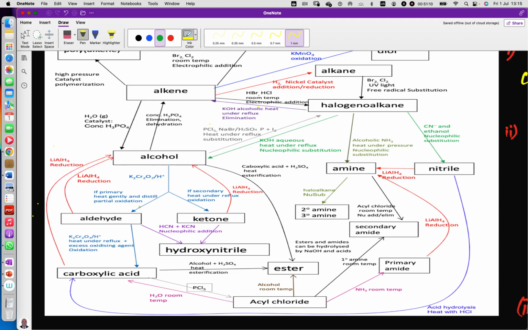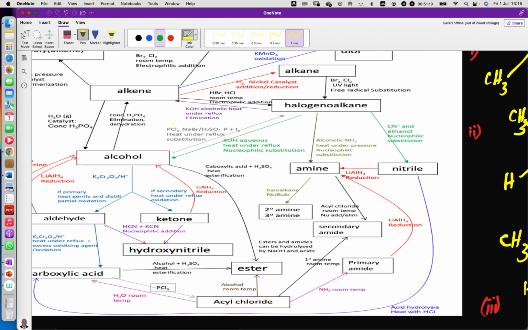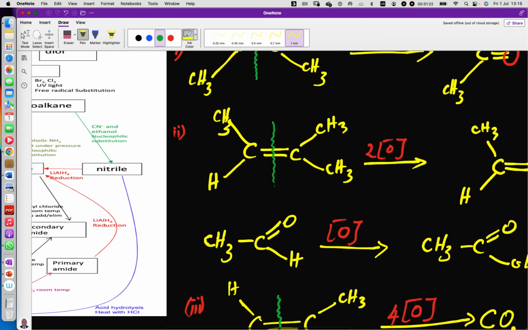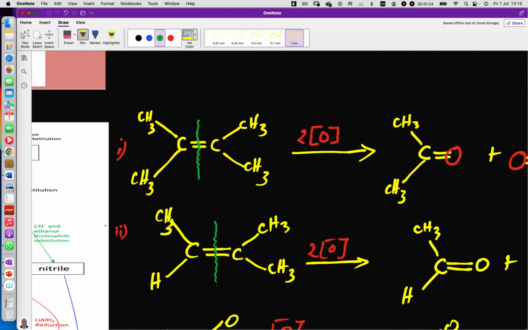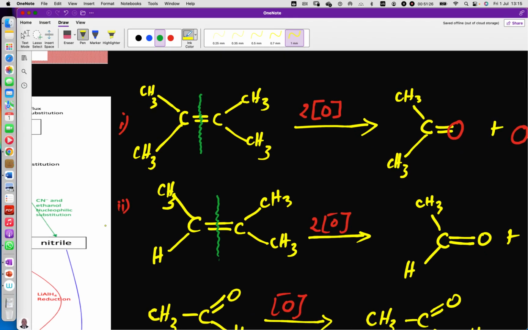Now, if primary, what happens is that it is oxidized to aldehyde. Okay, let me give an example using examples here.